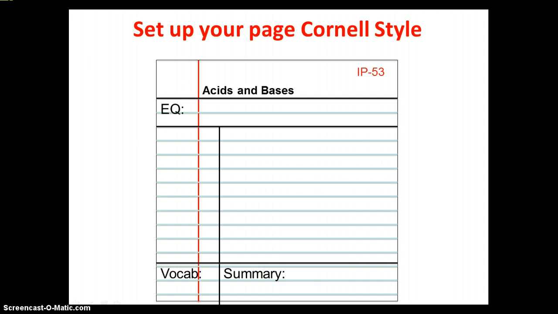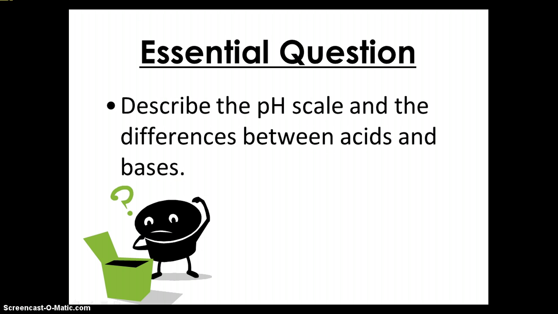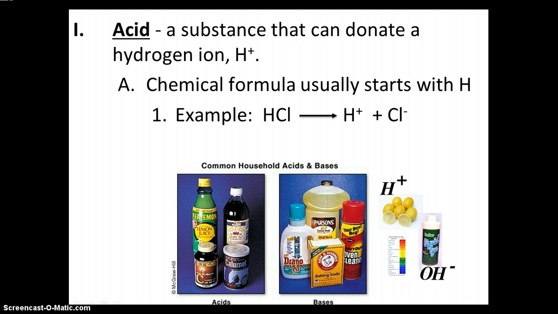On page IP53, set up your page Cornell style. That includes a title for your notes, the essential question section, and a section for vocabulary and summary at the bottom. Here's your essential question. Describe the pH scale and the differences between acids and bases.